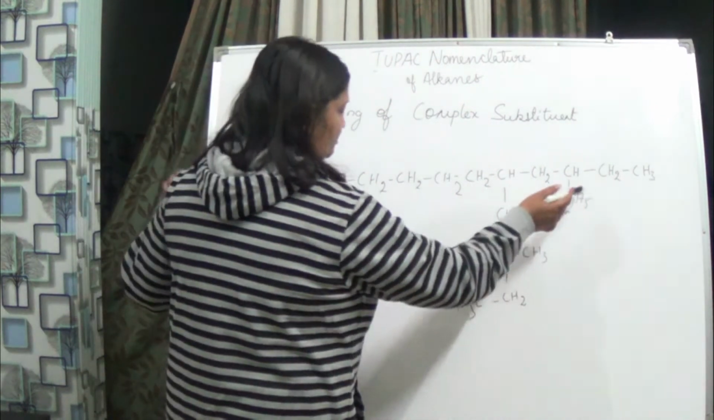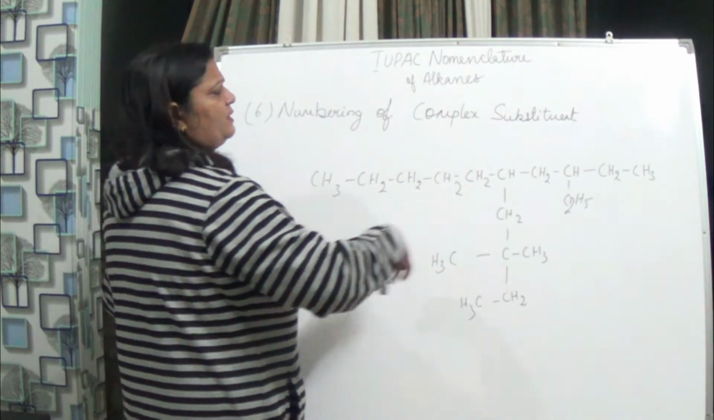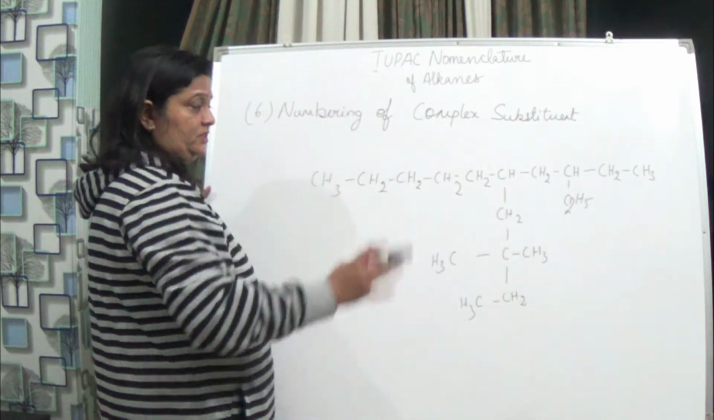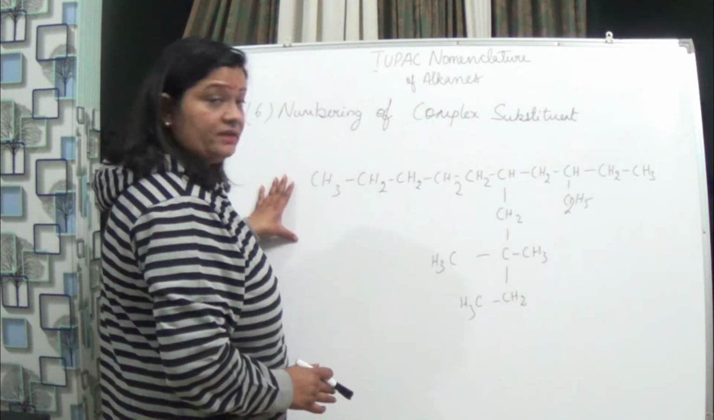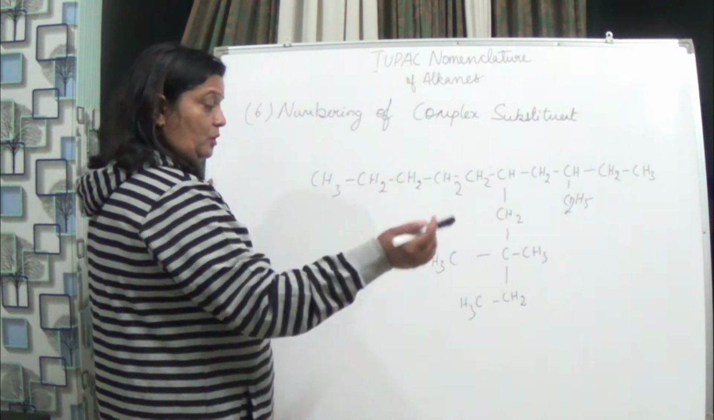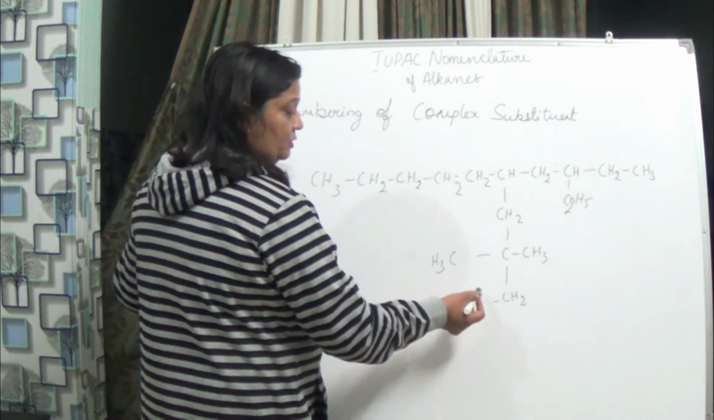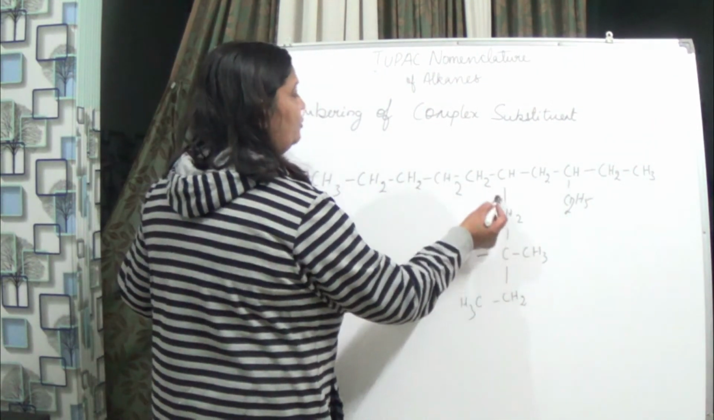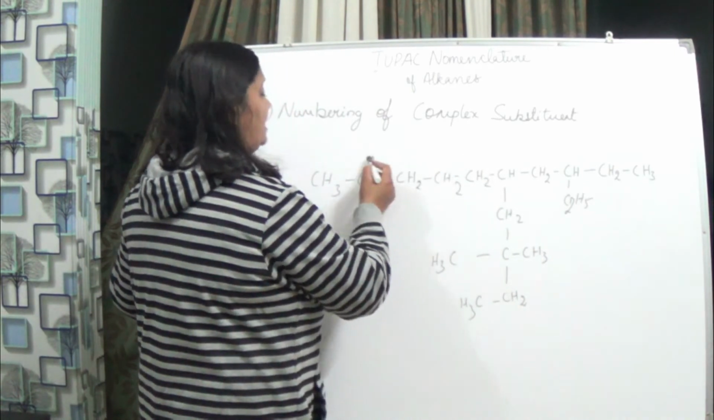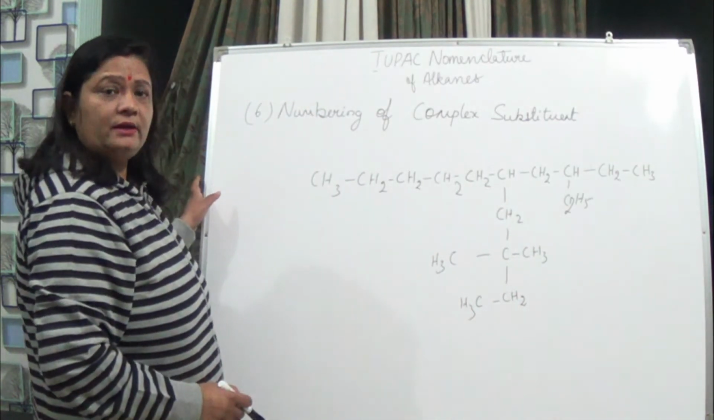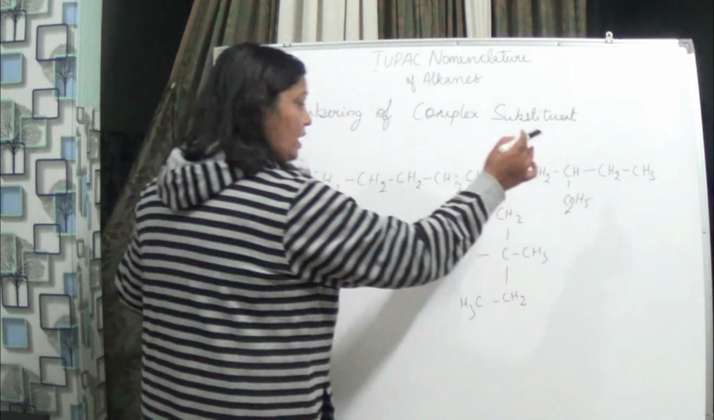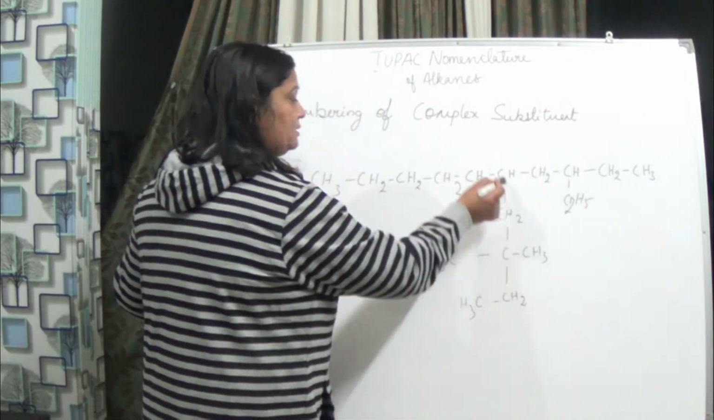Okay, if you are doing from this side also it will come 10. The branching here is the simple one, but here the chain is complex. So count another also from here: 1, 2, 3, 4, 5, 6, 7, 8, 9, 10. Again 10. So which should we take? This one, or this one?